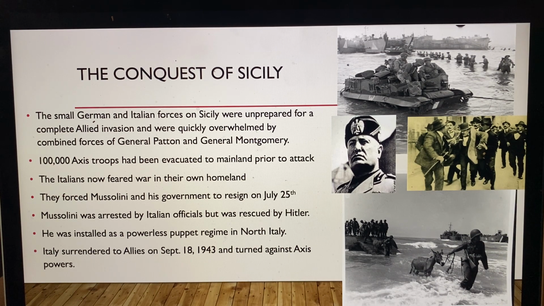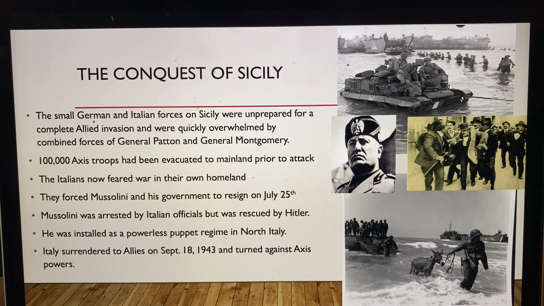The small German and Italian forces on Sicily were unprepared for the complete Allied invasion and were quickly overwhelmed by the combined forces of General Patton and General Montgomery. Two generals went in there to Sicily, on into Italy to overcome the dictator Mussolini. So there were 100,000 Axis troops there. Axis means German and Italian troops, Hitler's and Mussolini's troops. And they had been evacuated to the mainland prior to attack.